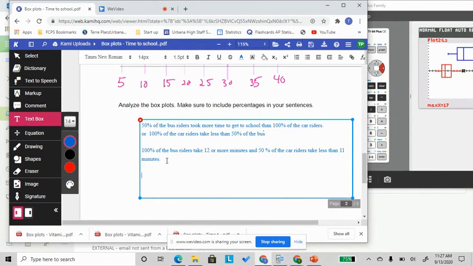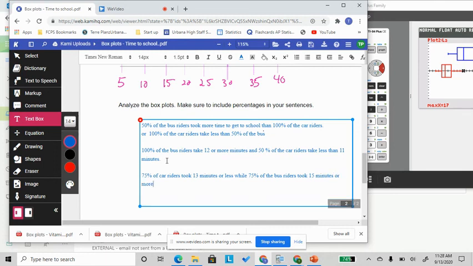Okay. So for the last sentence, I'm going to say 75% of car riders took 13 minutes or less, that's a Q3, while 75% of the bus riders took 15 minutes or more.